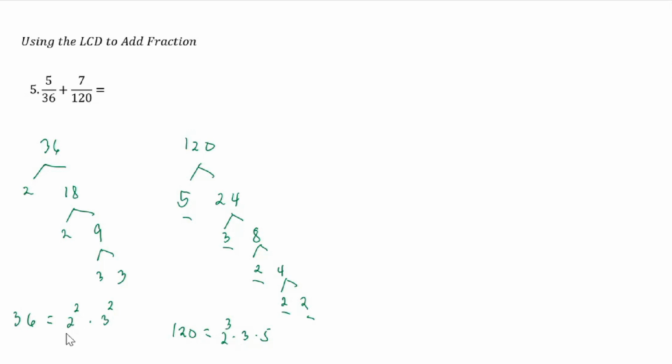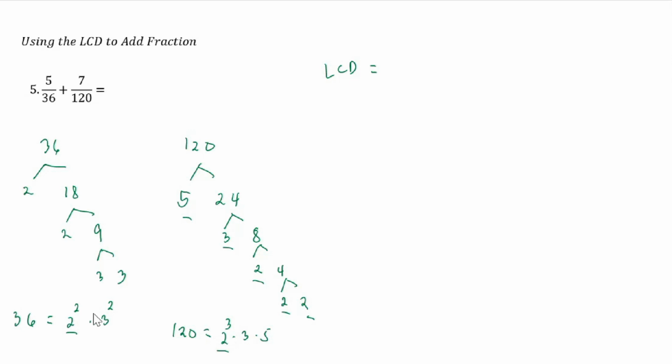For the prime factor 2, we have 2 to the second power and 2 to the third power. So the highest power is 2 to the third power. Therefore, I'm going to use that for deciding the LCD. So we can write here the highest power of each prime factor. These are the prime factors: 2 squared, 3 squared, 2 cubed, 3, and 5.